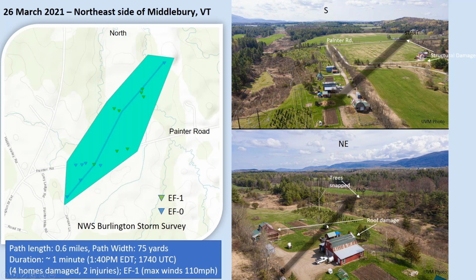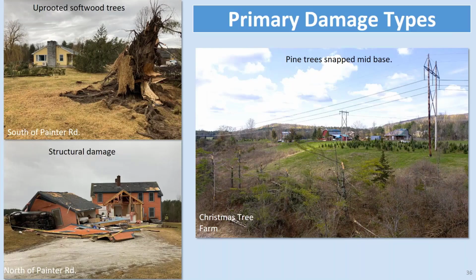Now we're switching our angle, looking a little more northeast. Painter Road would be to our south now, and this is the same barn in this area here. They did sustain quite a bit of roof damage, and there was quite a bit of tree damage to this tree farm. A little bit closer up, this was one of the houses that sustained some damage south of Painter Road, with uprooted trees, quite a few trees knocked down or sheared apart.